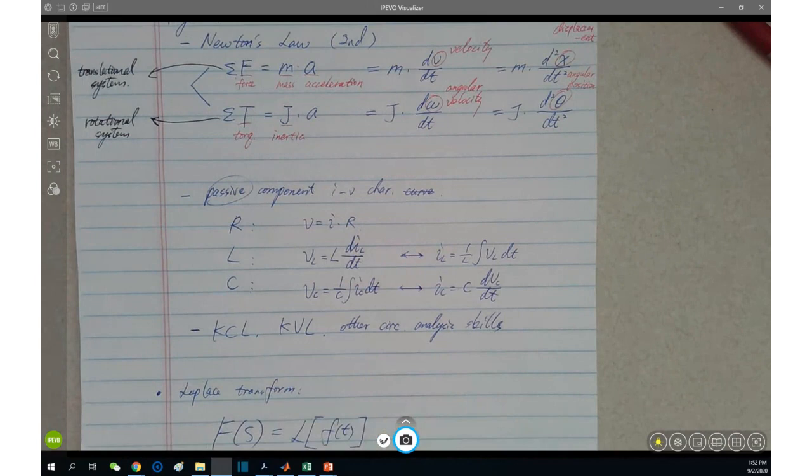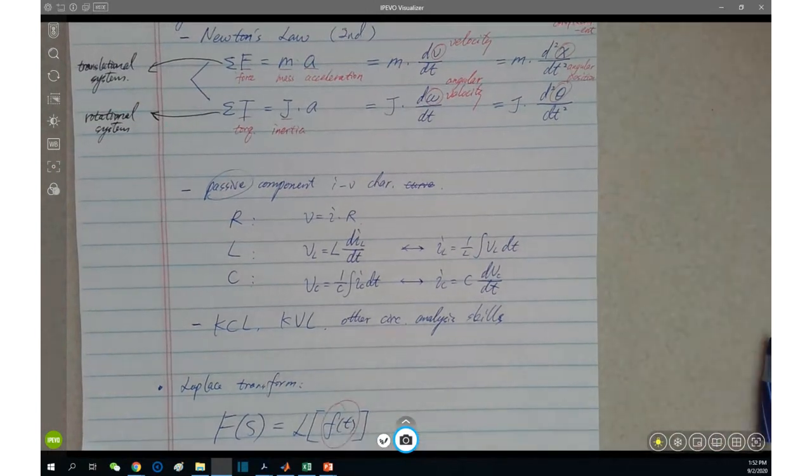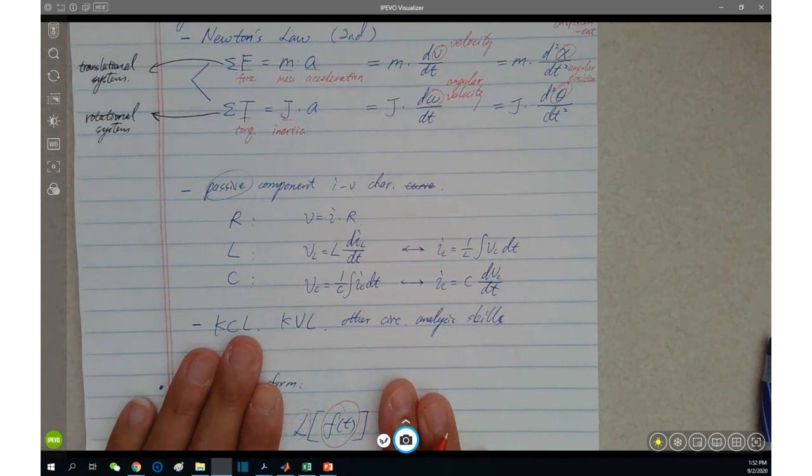First, please become familiar with such writing. What I'm saying is, given a time domain equation, or let's say a time domain differential equation in terms of t, we are applying the Laplace transform on it. This is how you interpret this.